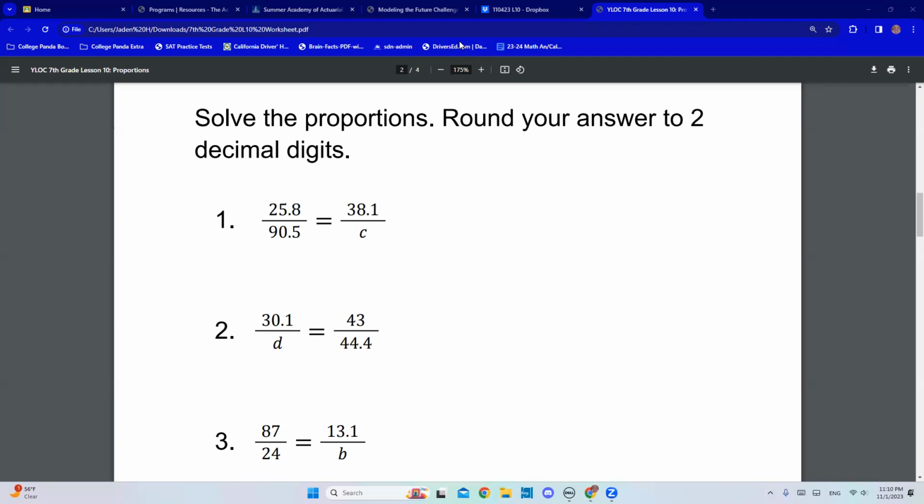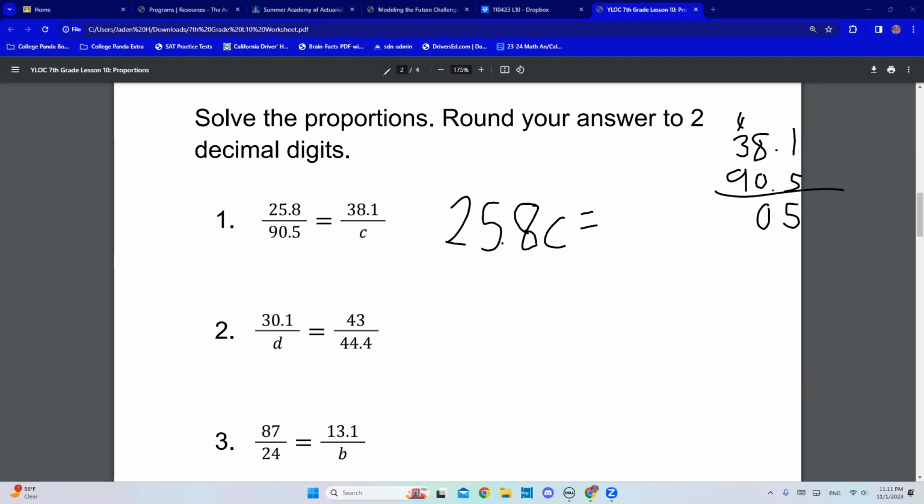This set involves doing it with decimals, but we would still use the same methods. So let's try it out. Let's cross multiply here. 25.8c equals, and let's multiply this out, 38 point. So 1 times 5 is 5. 8 times 5 is 40. And then 3 times 5 is 15 plus 4 is 19.